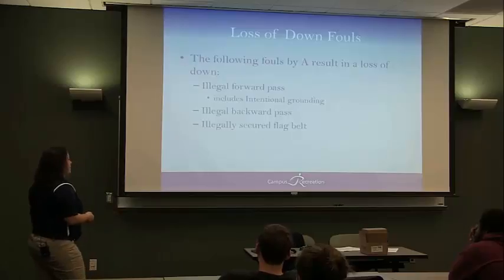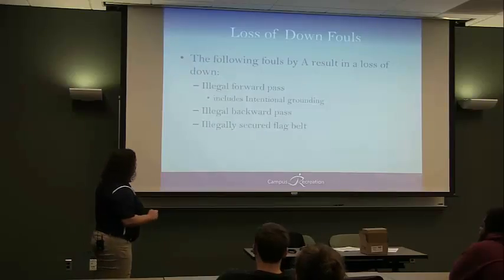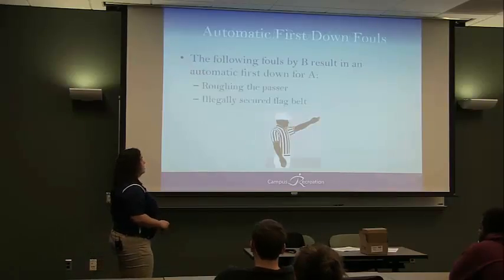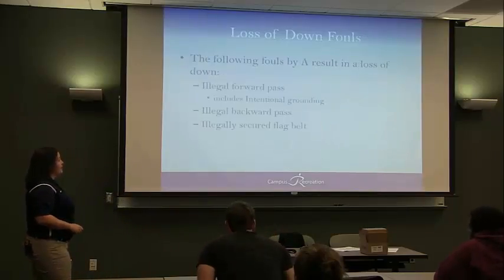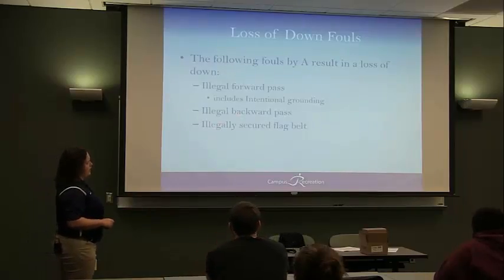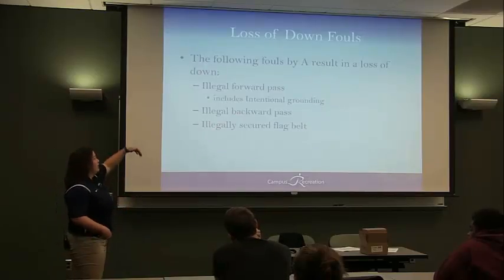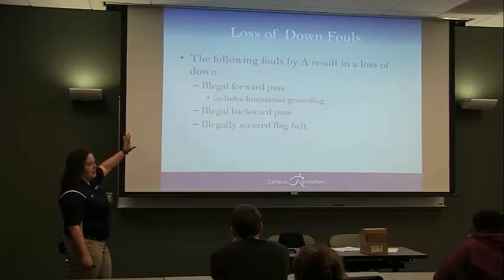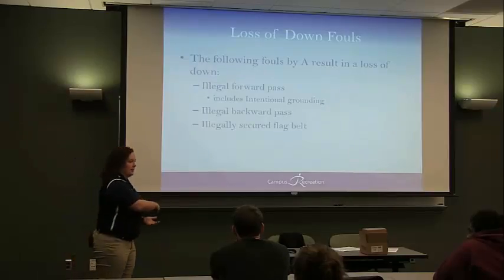Another one is an illegal backwards pass, and then illegally secured flag belt on the offense. So this one is illegally secured flag belt on the defense. This is if we have illegally secured flag belt on the offense. Just think about with that one, whichever team gained an advantage, the offense is going to be penalized if they have the illegally secured flag belt. So penalizing them would be losing a down. The opposite for defense.